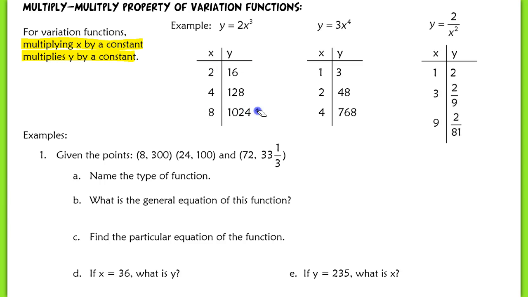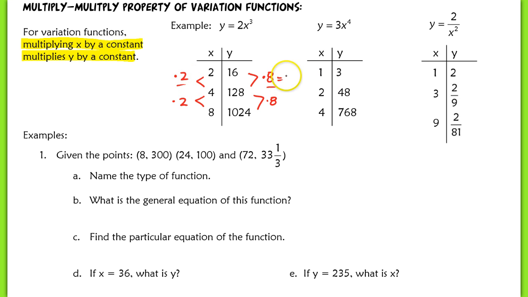So we're going to look at our x values here, and I notice that if I multiply each of these by 2, I get the next value. In the y column, I notice that if I multiply 16 times 8, I get 128, and if I multiply 128 by 8, I get 1024. So here I'm seeing that we can multiply x by a constant, which will also multiply y by some constant. So these constants are not the exact same.